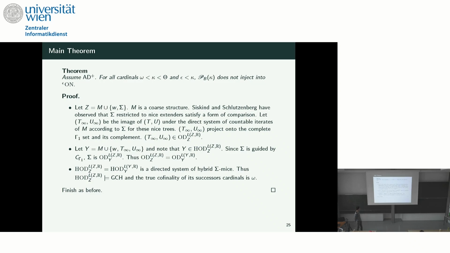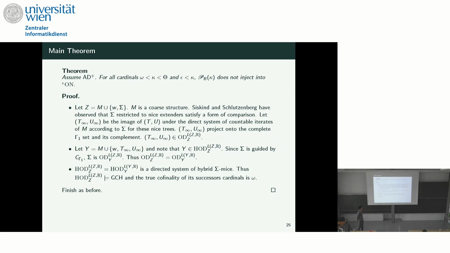So we replace Z with the set Y, which is M union W, T infinity, U infinity. Y is in HOD of Z. And as we mentioned, sigma is guided by the C gamma 1 operator. And since T infinity projects onto the complete gamma 1 set, sigma is OD sub Y. And from that, you can show that OD sub Z is OD sub Y.